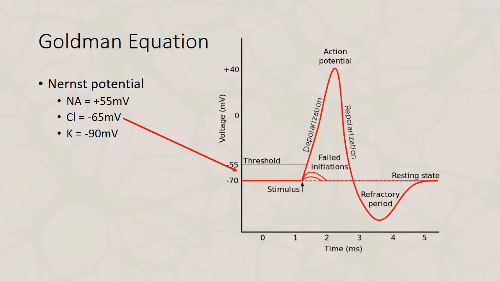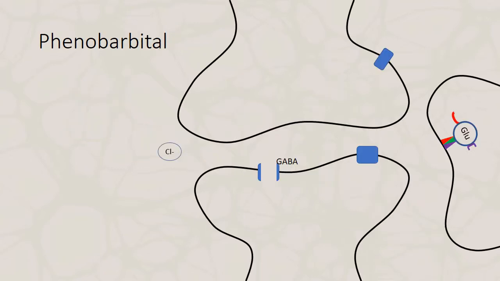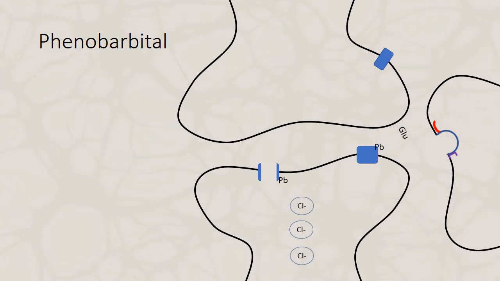Once threshold is reached, the action potential will occur, but if more chloride channels are open, it's harder to actually reach threshold. The way that barbiturates work is by binding to the barbiturate receptor on GABA-A, which prolongs the activity of GABA. At high enough dosages, barbiturates can actually activate the GABA channels themselves and inhibit the NMDA receptors.